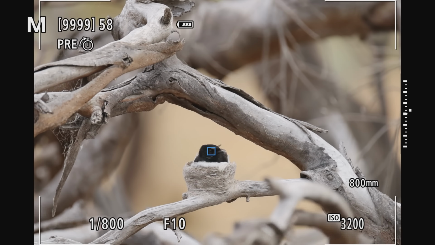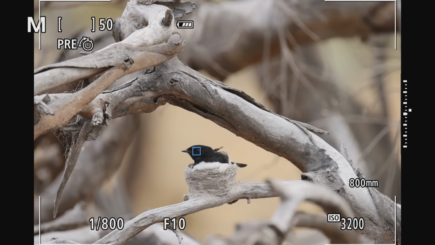There she is. Getting some shots of her.